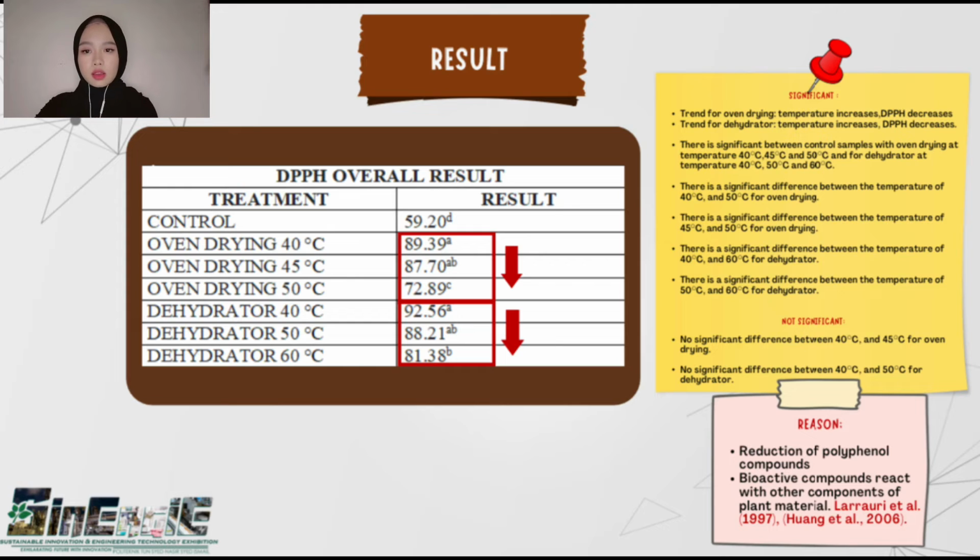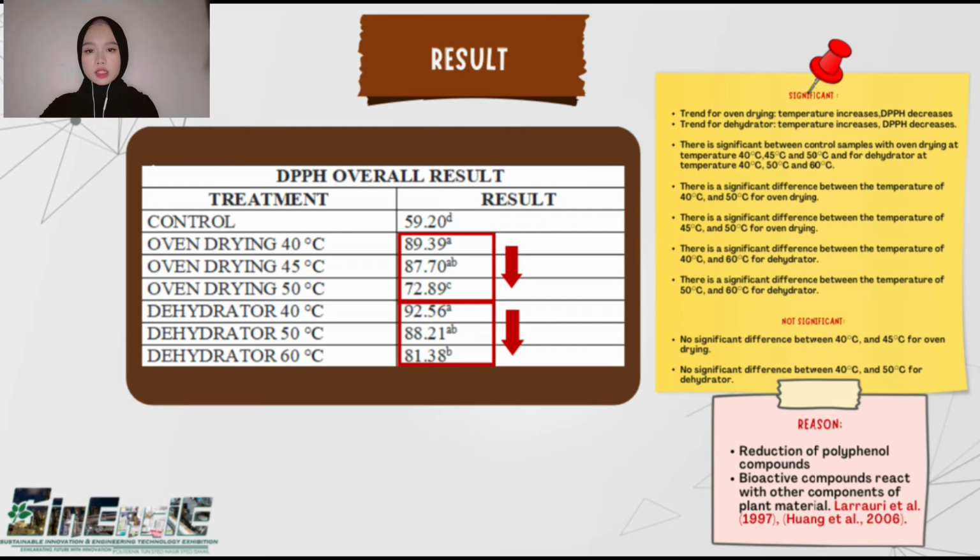The DPPH activity decreased from 89.39%, then at oven drying temperature of 45 degrees Celsius it was 87.17%, and finally at the lowest, oven drying temperature of 50 degrees Celsius, it was 72.89%. The oven temperature of 40 degrees Celsius, which is at 89.39%, does not show any significant decrease.